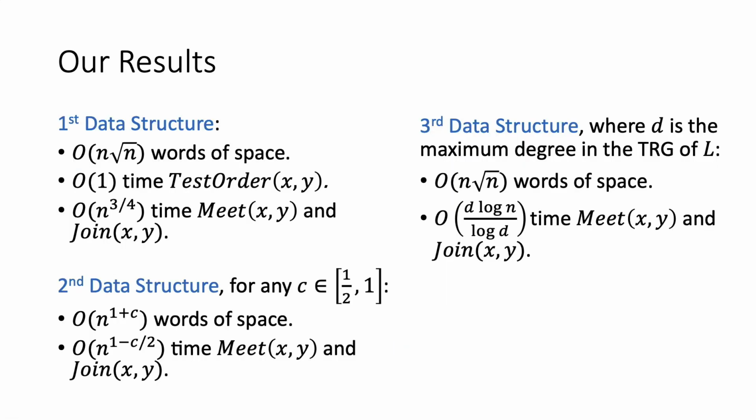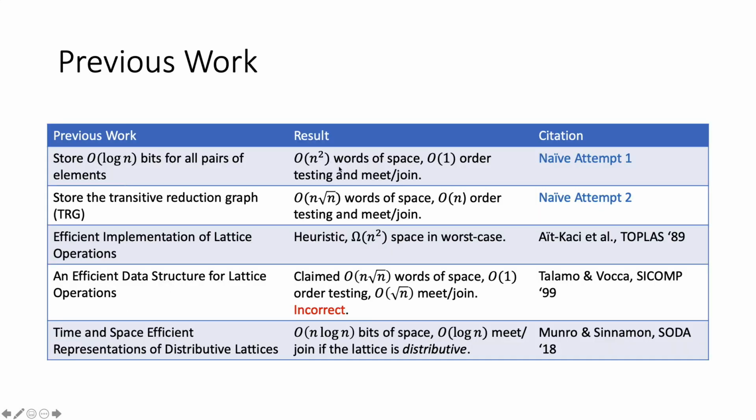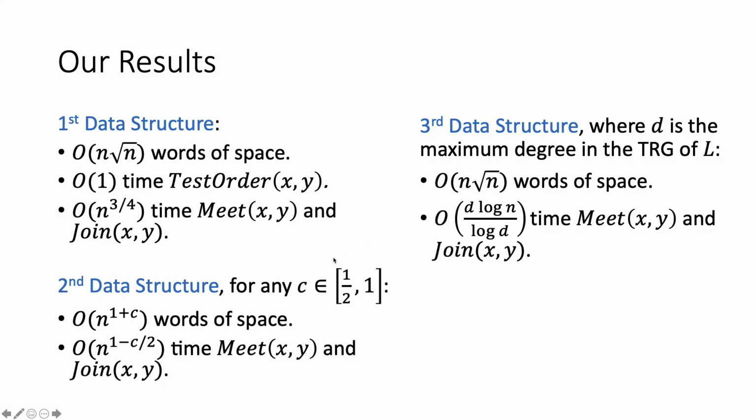So we have basically three data structures, and our first data structure uses n root n words of space, can do order testing in constant time, and it can compute meets and joins in n to the 3/4 time. And actually, this data structure can be generalized to support a time-space trade-off, which interpolates directly between our space-efficient data structure and the naive attempt 1 to store quadratic amounts of information and compute meet and join in constant time.